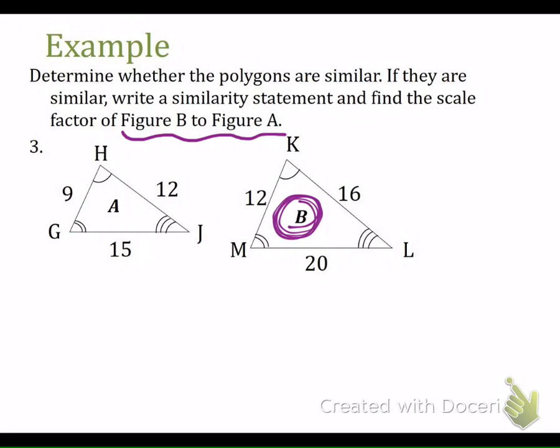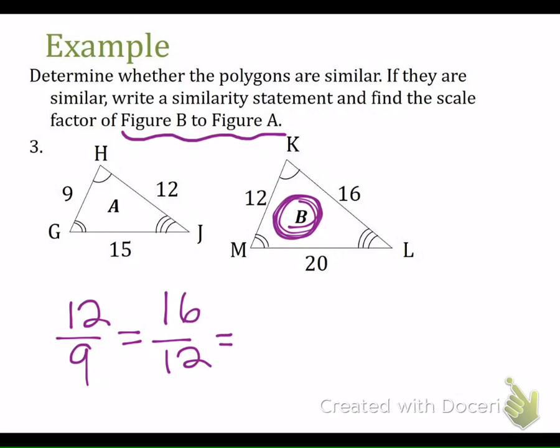So, which side from figure A goes with the 12? HG. HJ. This 12. 9. GH. Yes, which is 9. So I'm going to put 12 over 9 first. All right, now I'm just going to go around the figure. And again, I'm putting B on top because my final answer, the scale factor, is going to have B on top because it says figure B to figure A. Okay? All right, so which one goes with the 16? 12. The 12.